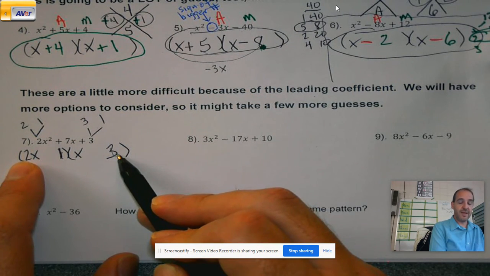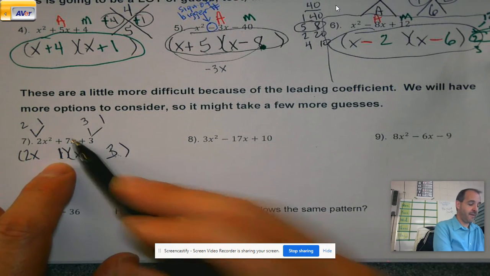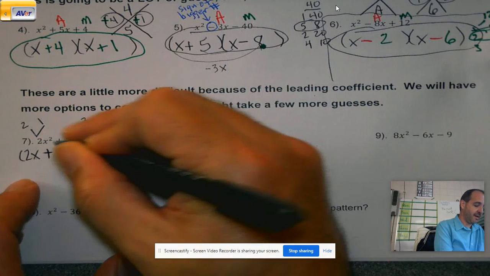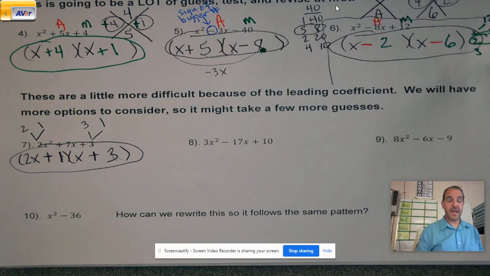2 times 3 is 6. Plus 1 is 7. And I notice all the signs are pluses, and so I can get there that way. Okay? That's the guess and check method. And as the numbers get bigger in front, that can get a little more complicated.